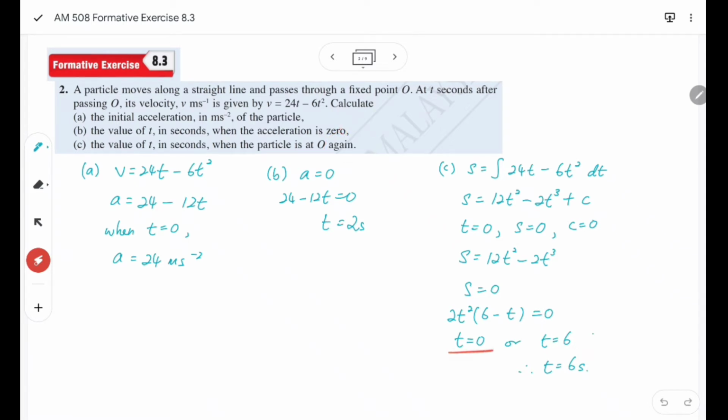Therefore, we don't want t equals to 0. The answer will be t equals to 6 seconds.